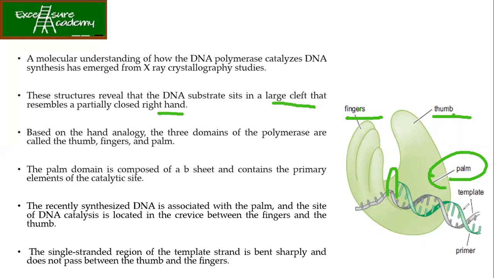You can see that the template and primer DNA is present in the palm region. Please remember this. The palm domain is composed of beta sheets and contains the primary elements of the catalytic site. So in DNA polymerase, the catalytic site falls in the palm region, where your template and primer are also present. The recently synthesized DNA is associated with the palm, and the site for DNA catalysis is located in the crevice between the fingers and the thumb.